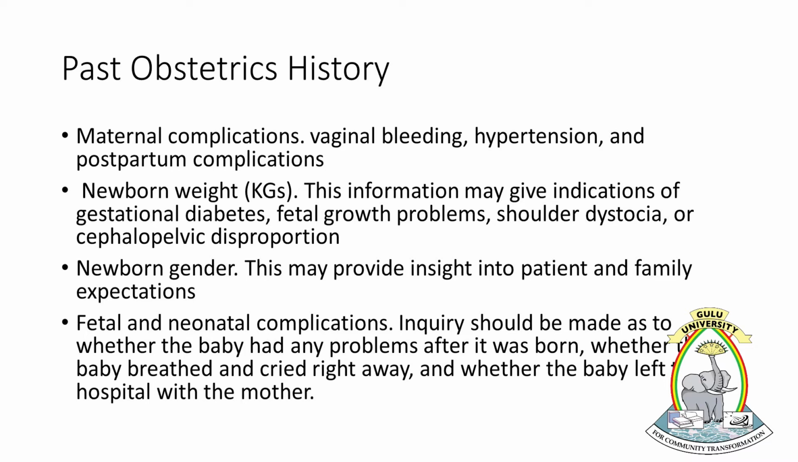Then the newborn's gender will actually help to look at the expectations of the family. Sometimes if a mother has had many boys, she is probably expecting a girl, so the expectations should be noted at this point. Fetal and neonatal complications, probably if they had an early neonatal complication, admissions, why were the babies admitted, if there was a death, if there was any evidence around the death, it should be noted at this point.